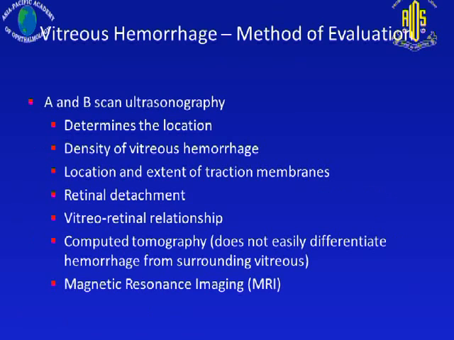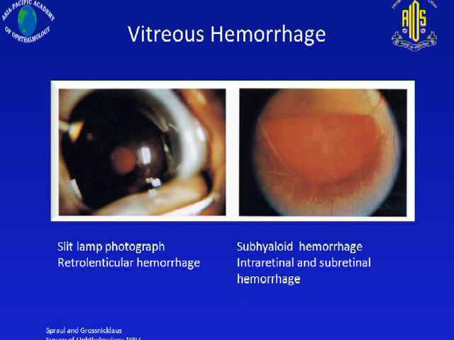What are the modes of evaluation? Well, the A and B scan will give us the vitreoretinal relationship, and if we need to, a CT scan and an MR to determine the etiology of a vitreous hemorrhage. These are various photographs of a retrolenticular as well as subhyaloid hemorrhage, which is also considered a vitreous hemorrhage.